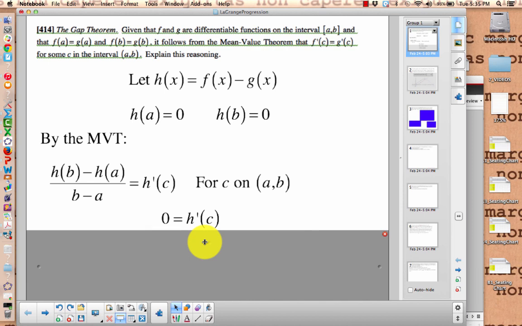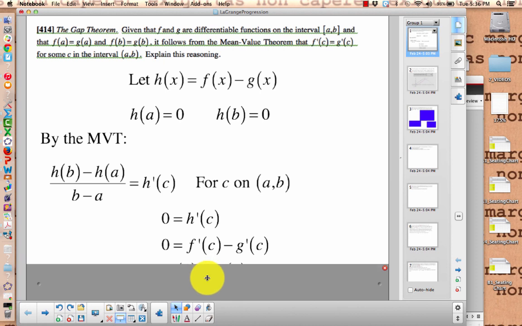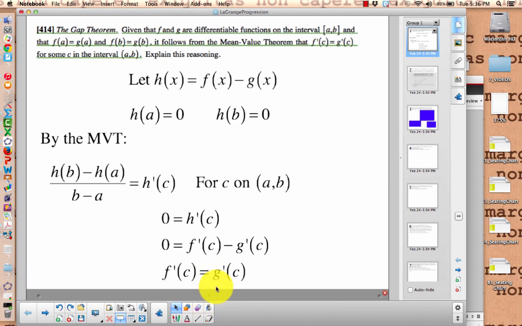What is h prime of c going to be? Well, if we go back up here, h prime of x will be f prime of x minus g prime of x. So h prime of c would be f prime of c minus g prime of c. And since that's equal to 0, you can add g prime of c to both sides, and you end up with f prime of c equals g prime of c. Again, c is a number somewhere between a and b, and that's what you were asked to prove here, that there is a number where the two derivatives are equal. We're going to use this reasoning again in a little bit.